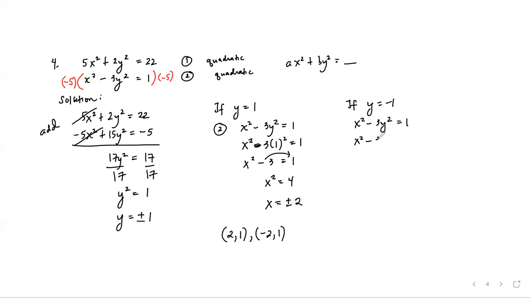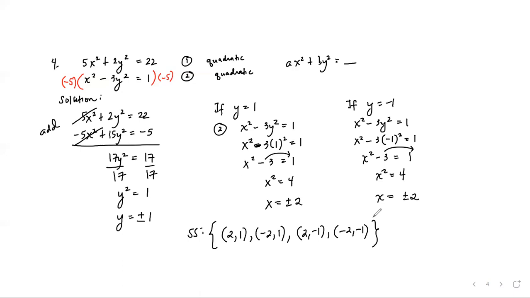So we will be having x squared minus 3 times negative 1 quantity squared equals 1. But negative 1 quantity squared is positive 1 multiplied to 3 will still be 3. So which means we also have x squared minus 3 equals 1. So transposing negative 3 to the other side, we get x squared equals 4. And by the square root property, that gives us x is equal to plus minus 2. So additional solution would be x equals positive 2, y equals negative 1, and x equals negative 2, y is equal to negative 1. So our solution set has four ordered pairs.